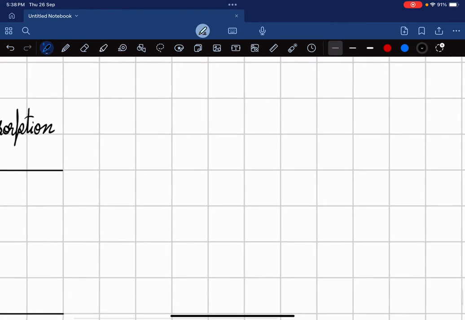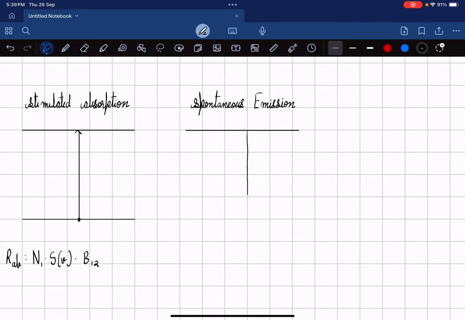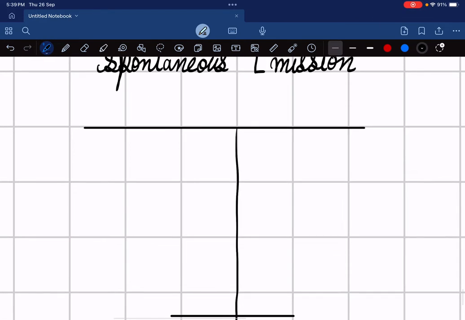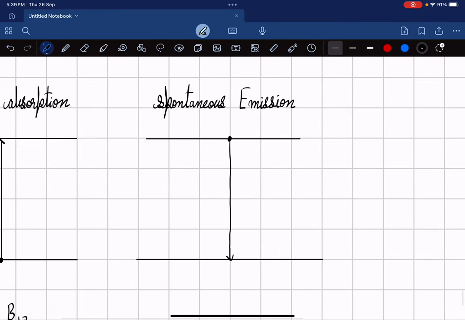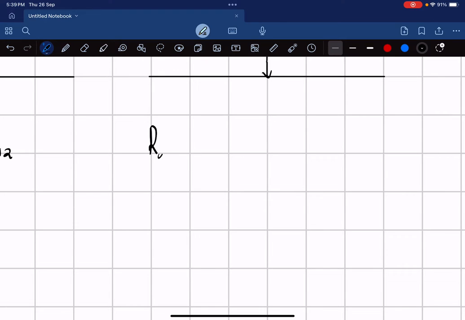So next we have spontaneous emission. It looks something like this, from the upper level to the lower level, which is obvious because this is emission. And the rate for spontaneous emission looks something like this.